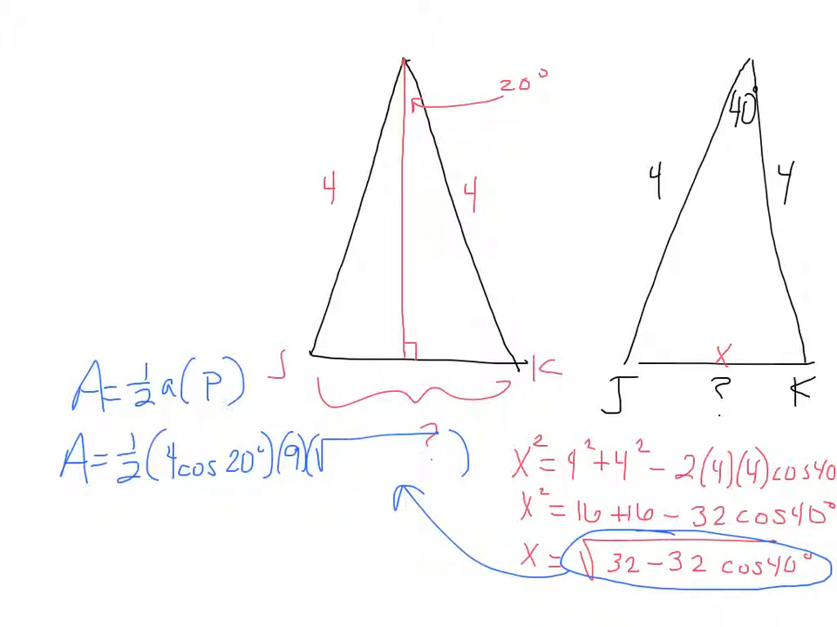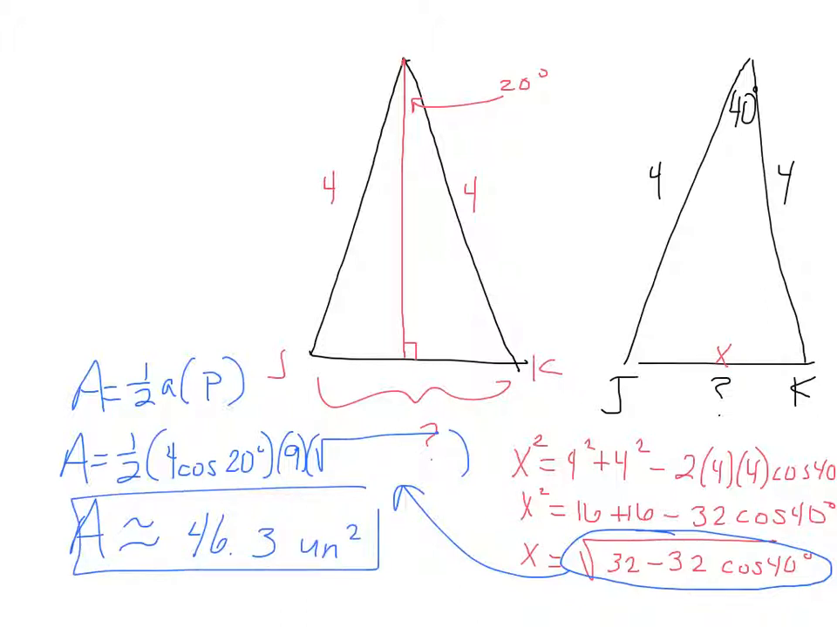And if you would have entered it in on your scientific or graphing calculator, you'd have actually gotten the same approximate answer as 46.3 square units. So you could have also used the law of cosines. It's completely up to you.